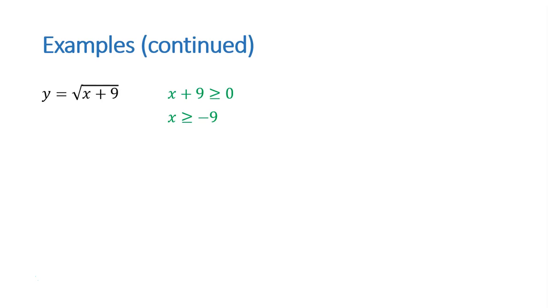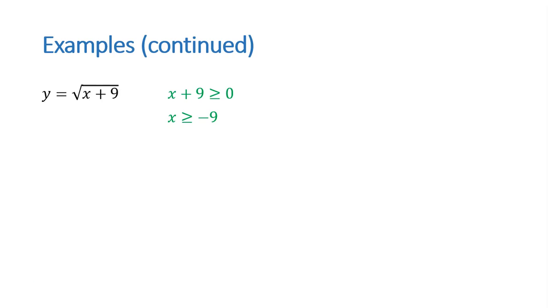Now imagine plugging in something greater than negative 9. So say we plug in negative 8. So negative 8 plus 9 would be positive 1. Square root of positive 1 is 1, so we're okay. We're at something that's defined. Anything greater than negative 9, same situation. You may not end up with a pretty square root, but at least you'll end up with something that you can take the square root of.